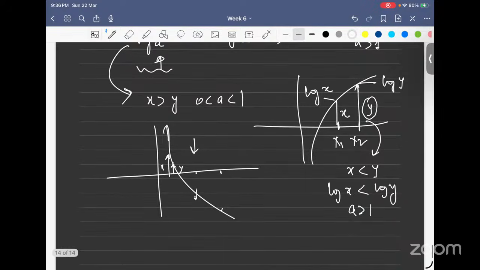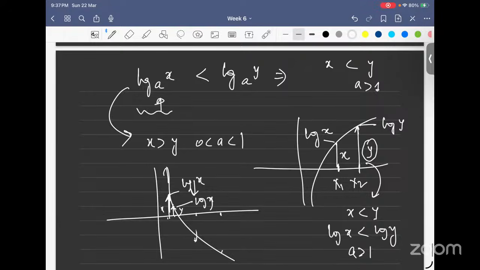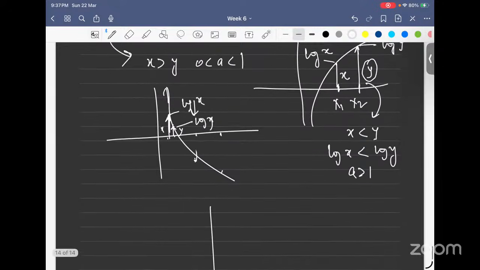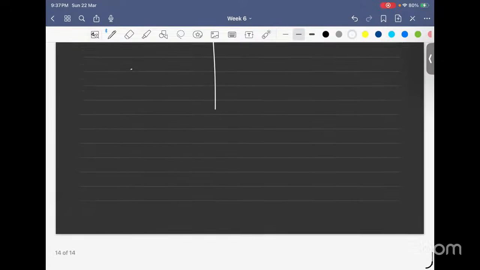So what I'm trying to say is this is x, and this is y. So this is x, this is log of x, and this is log of y. Here it was said log of y is greater. So here you can just think of it as a decreasing function, so that's why the inequality changes. I hope this is clear to you guys. How does the inequality occur? Okay, is this clear? Yes, sir, it is clear.